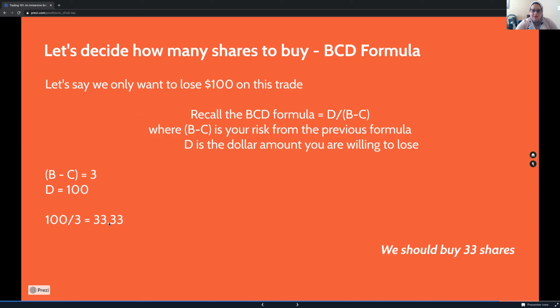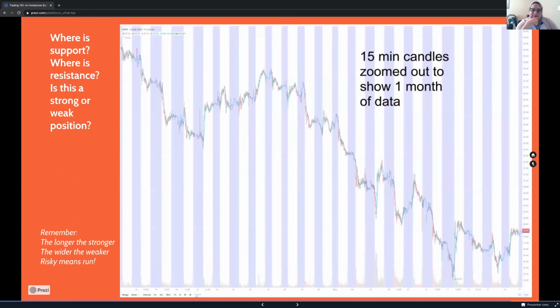So after plugging all that in, we end up with 33 shares. So 33 shares is a good amount to buy if we only want to lose $100 on this trade. Okay, I put in this slide just because of the slide, but we're actually going to go into the broker to look at this because we do want to figure out where support is and where resistance is. So give me a second.